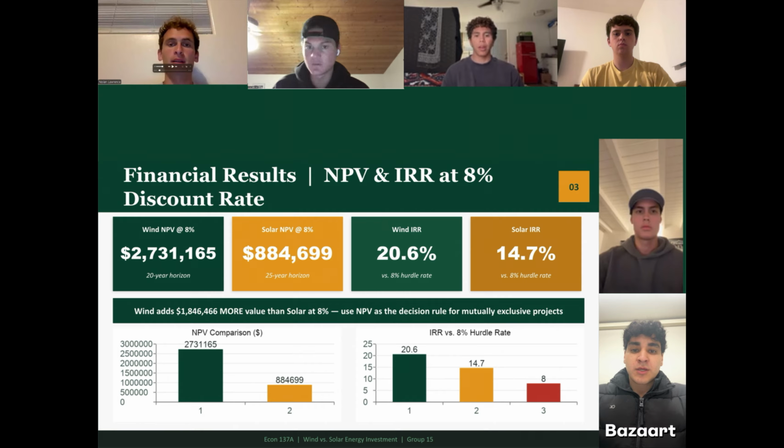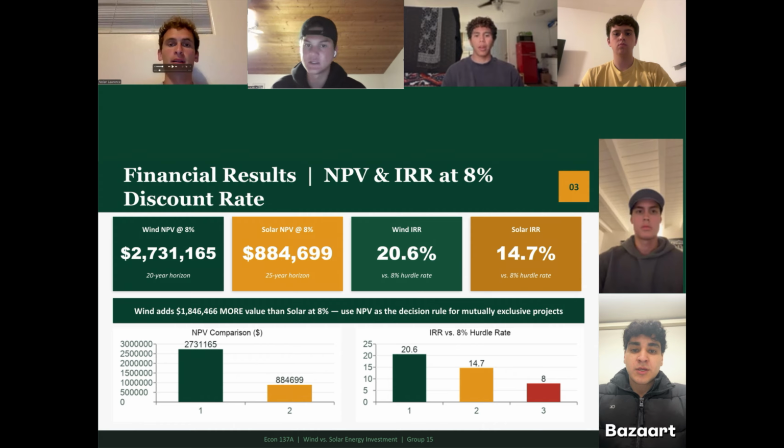To find the present value of each cash flow, we multiply by the discount factor, which is 1 divided by 1.08 to the power of t. So year 1 gets a factor of 0.926. Year 5 gets 0.681, and so on. Each year's free cash flow times its discount factor gives us the present value of that cash flow. For solar on the right, same structure. Year 0 is the negative 1.4 million investment. Years 1 through 24 each generate 212,000 in free cash flow.